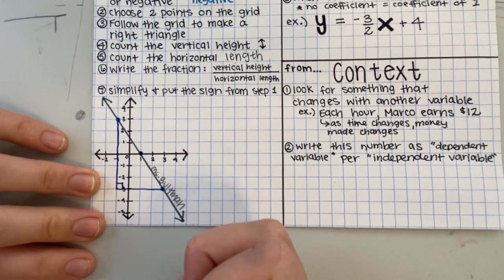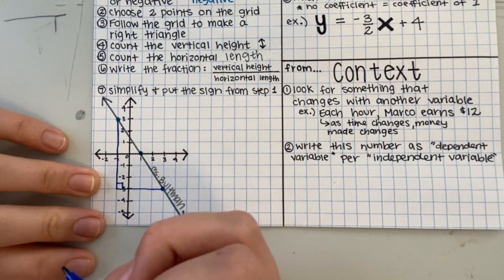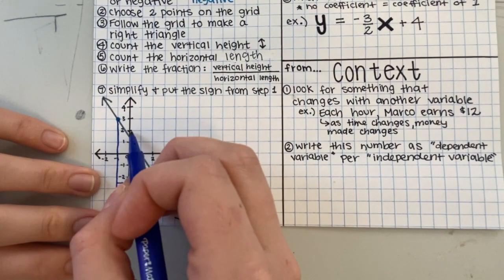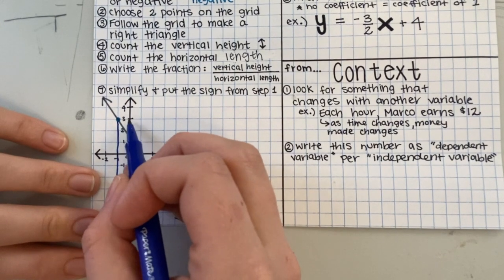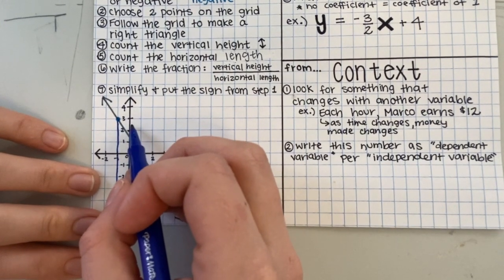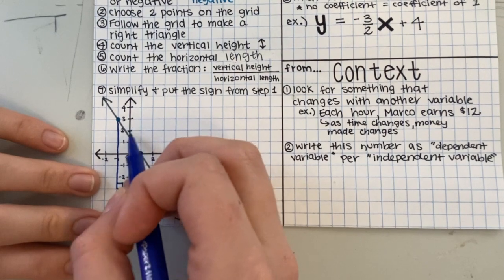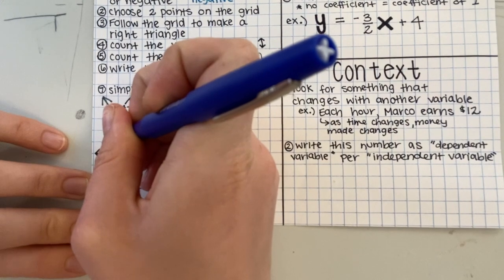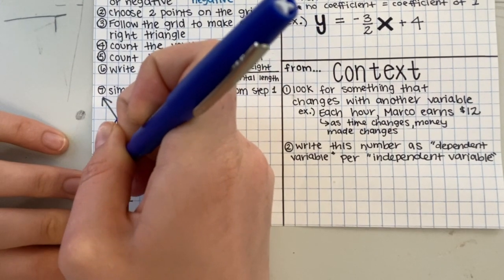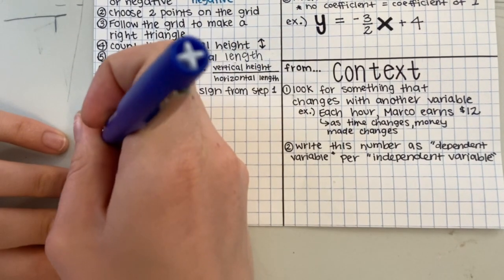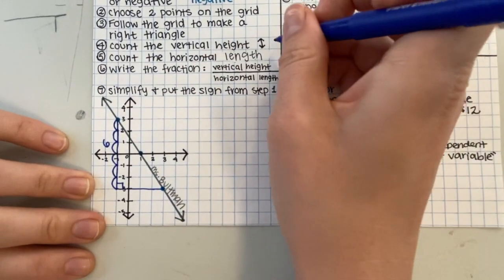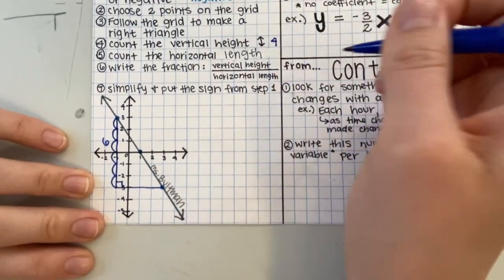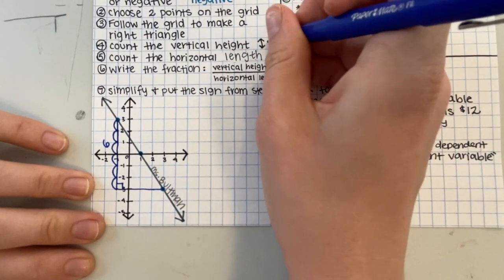Then I'm going to count the vertical height. We want to pay attention here to make sure that we know how much each square is worth, because that has to be included when you're finding the vertical height. So in this case, we're just counting by ones, so that makes it easy. 1, 2, 3, 4, 5, 6. So my vertical height in this case is 6. I do not know why I wrote 4 when I just said 6 out loud. There we go.